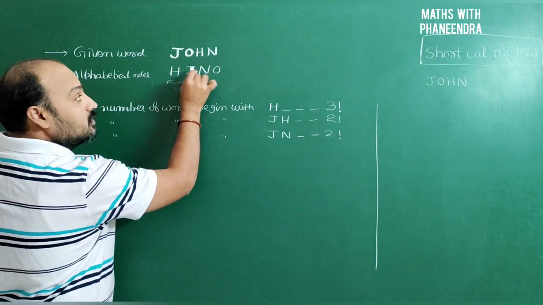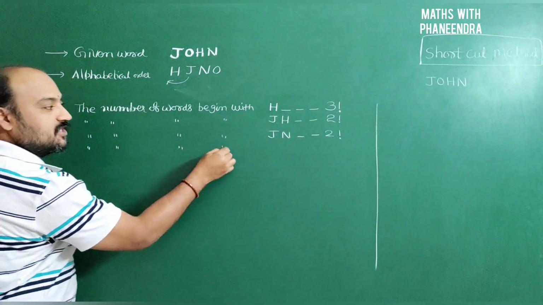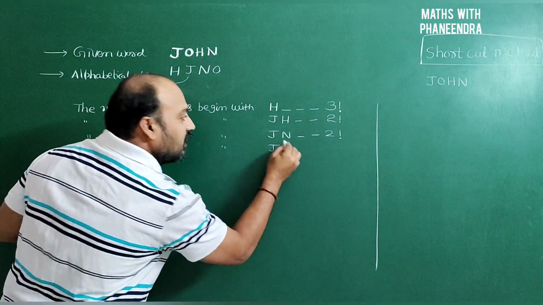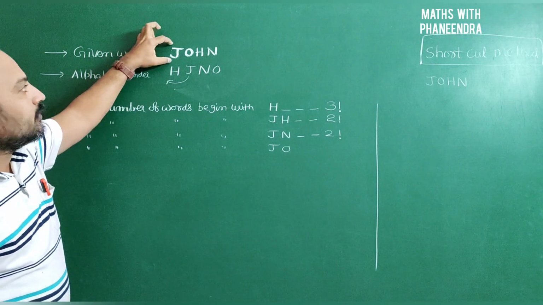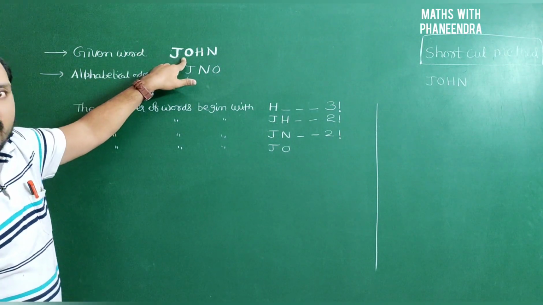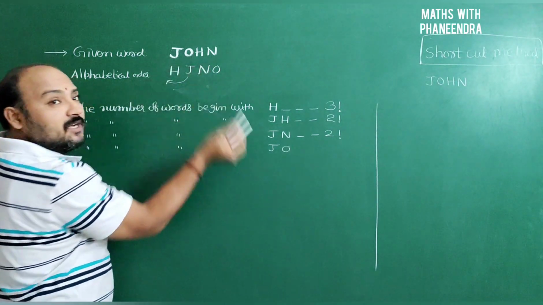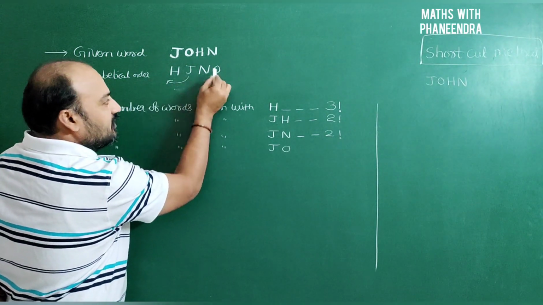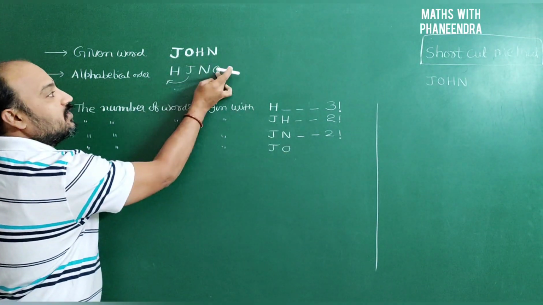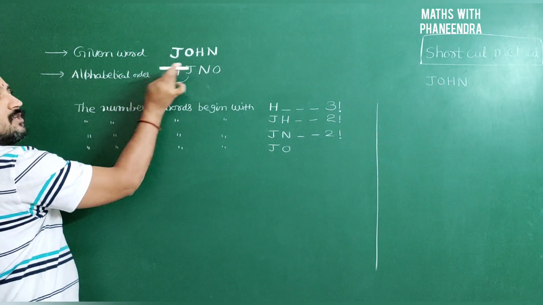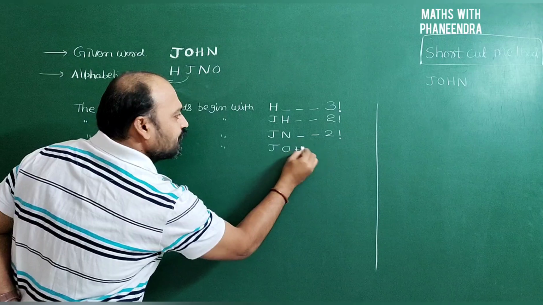Next, the number of words which begin with JO. Whenever we count the words which begin with JO, you can fix it. Why are we fixing, sir? JO is already there in the given word. So that is the reason. Next, you have to write the JOH term. So after fixing JO, next after JO you can go to H first. So JOH is also there. So that also you can fix it.